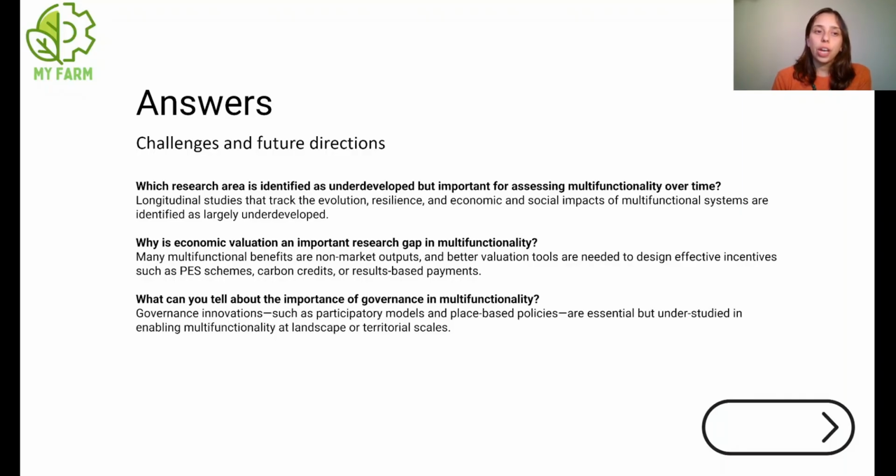Then, which research area is identified as underdeveloped but crucial to address multifunctionality over time? Longitudinal studies that track the evolution, resilience, and economic and social impacts of multifunctional systems are largely underdeveloped and very much needed.